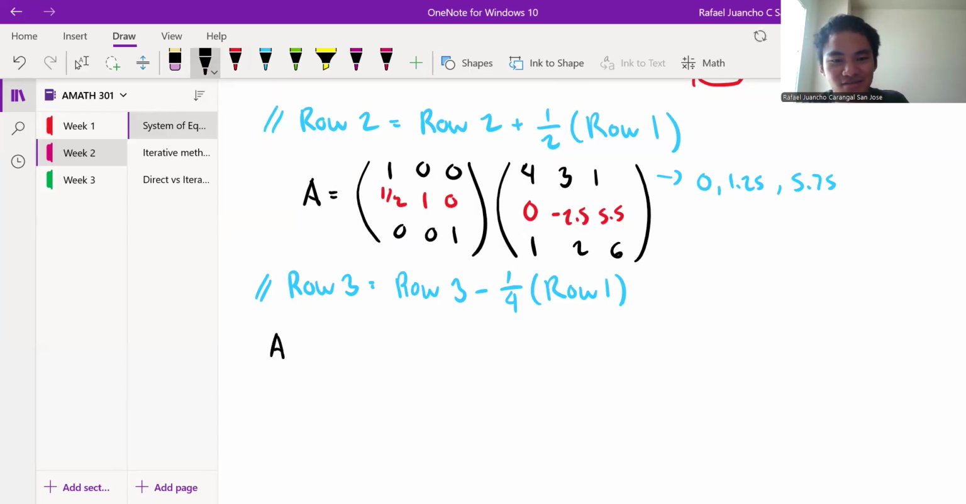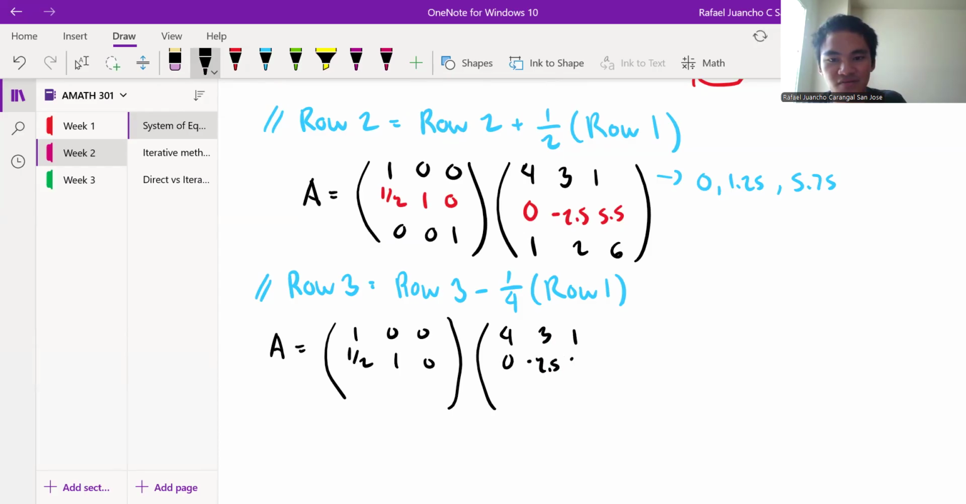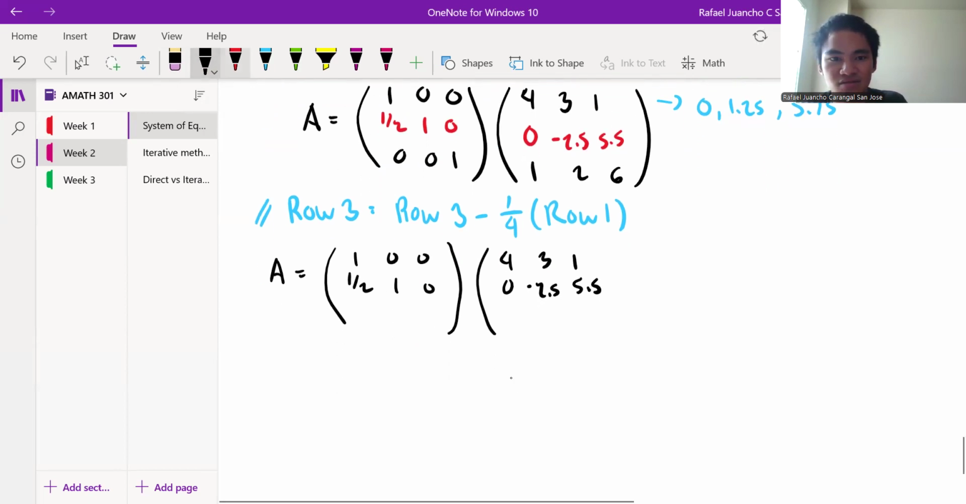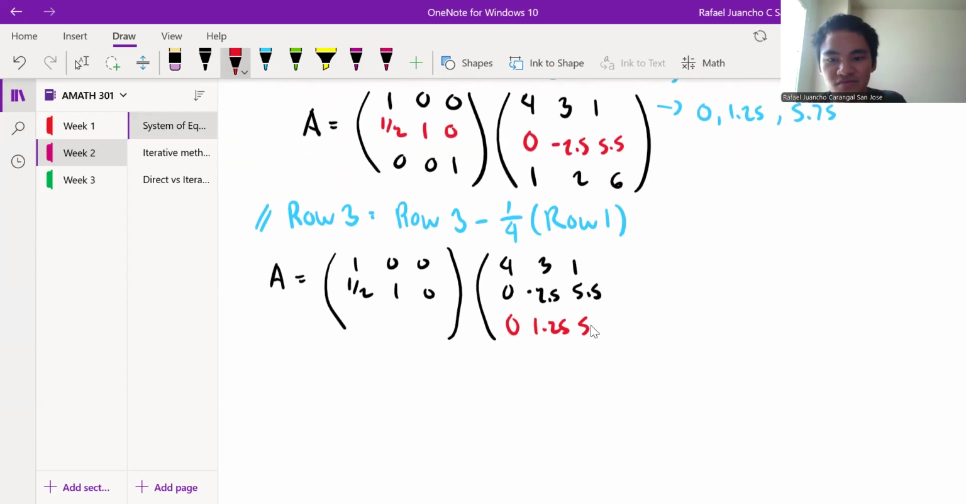Goodness me. I actually should have done it in the first one too. But oh well, let's do it after. 1/2, 1, 0, and then some numbers there. So here 4, 3, 1, 0, negative 2.5, 5.5. Can't see. And then lastly, the one that changed. So 0, 1.25, and then 5.75. Done.